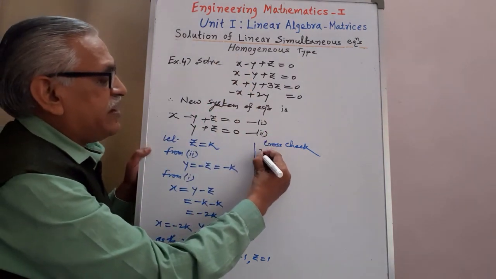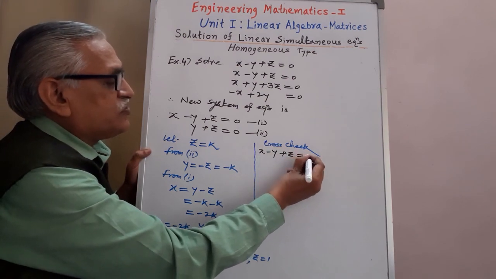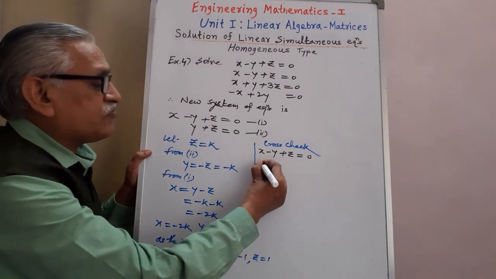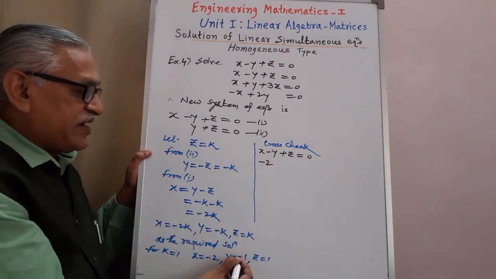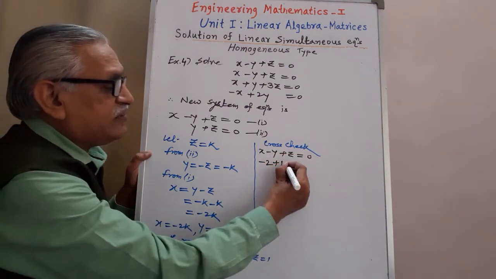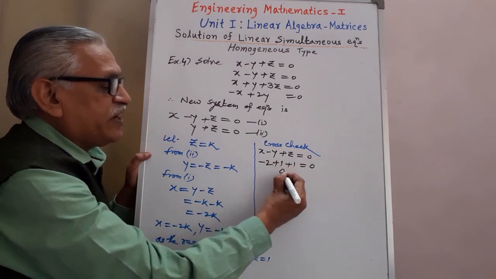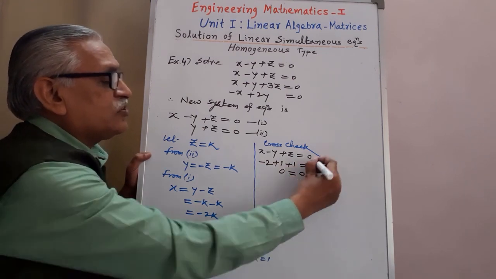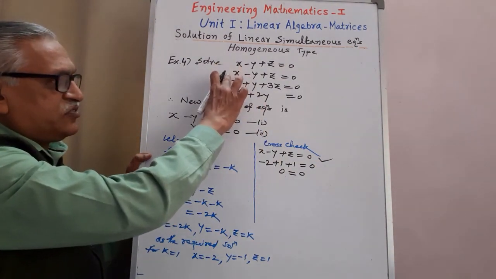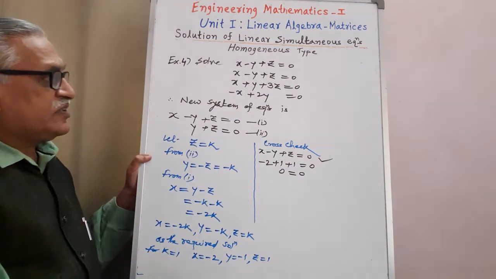Cross check: the first equation is x minus y plus z is equal to 0. Substituting the values, x is minus 2, y is minus 1, minus and this minus becomes plus 1, z is 1, minus 2 plus 2, we get 0, 0 is equal to 0, means the equation is satisfied. The second equation is also the same, and therefore the second equation is also satisfied.